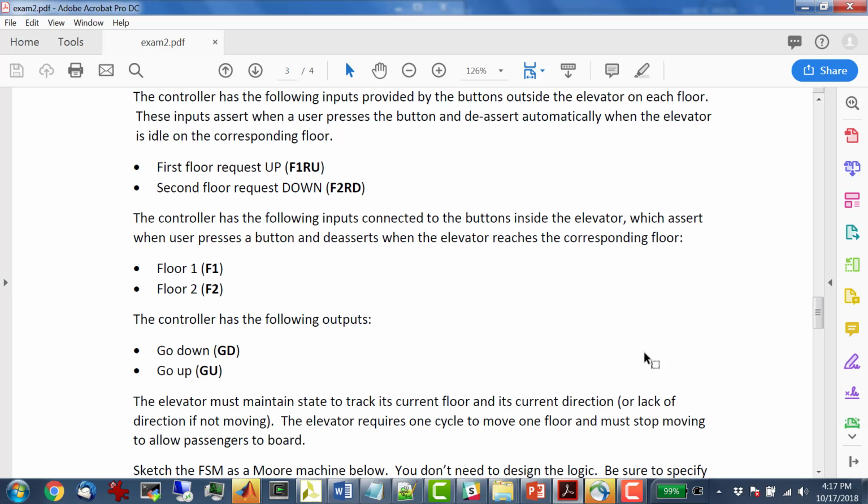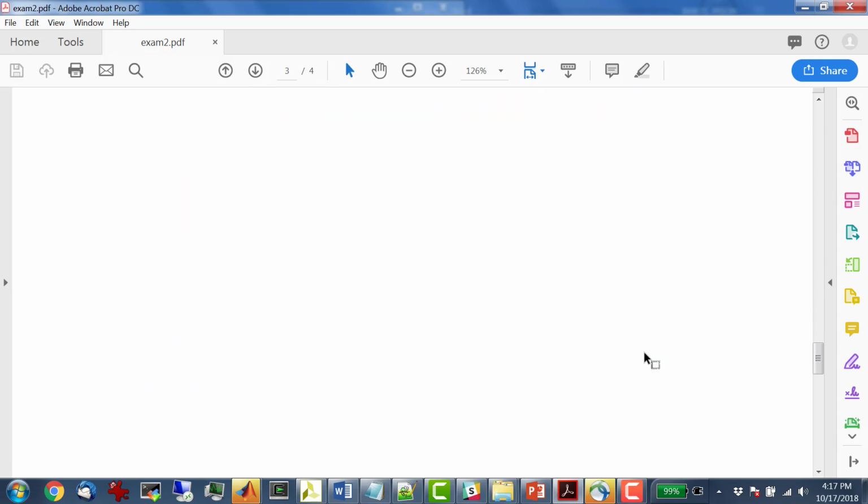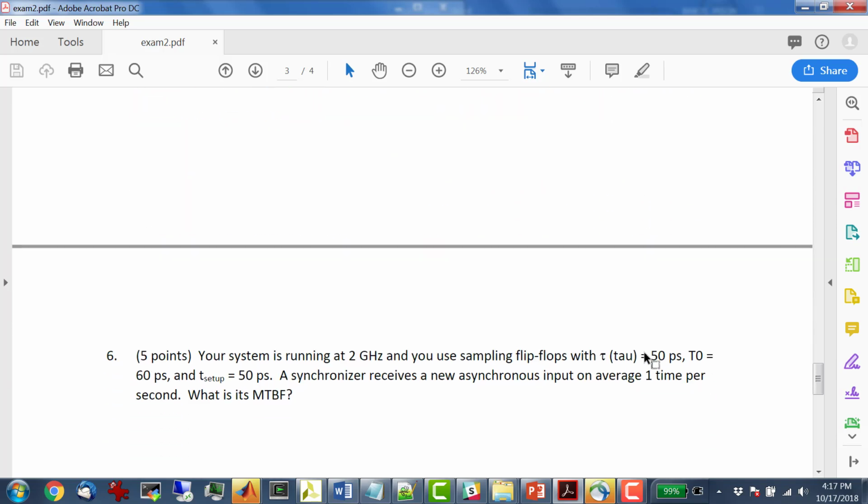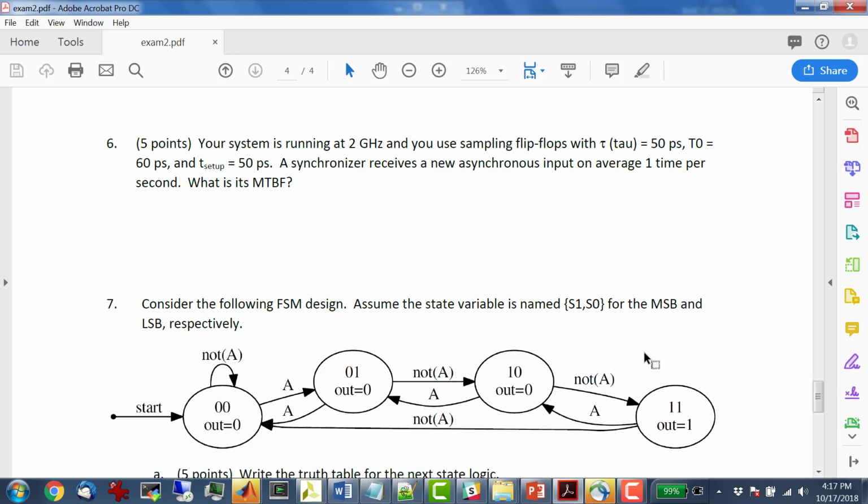All right, so moving on. Your system is running at 2 gigahertz, and you have a sampling flip-flop. You guys good with this? Erase this. Okay, so I always memorize the... What's that? Okay. By the way, the answers are on the Dropbox, in case you want a hard copy.